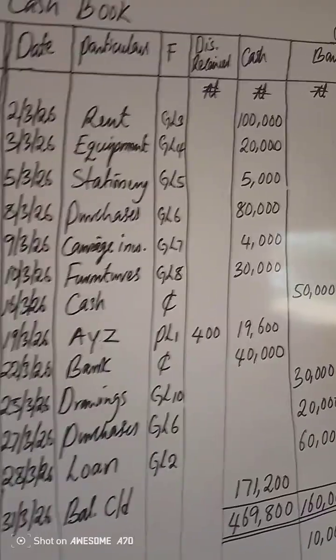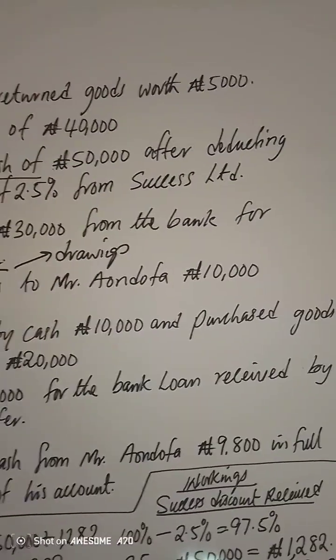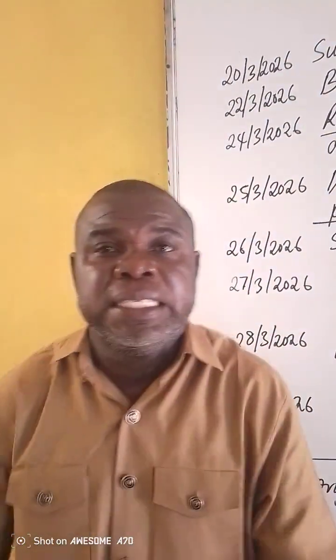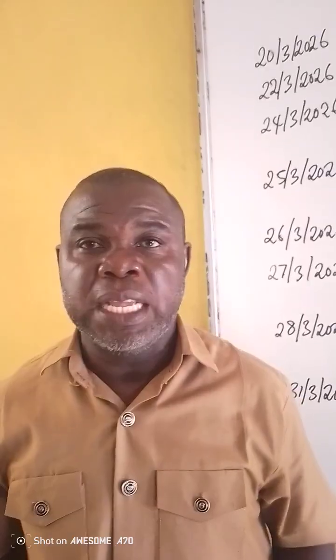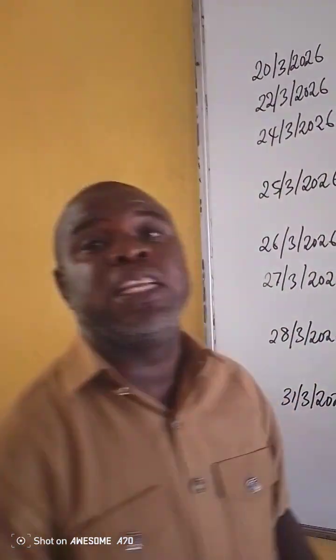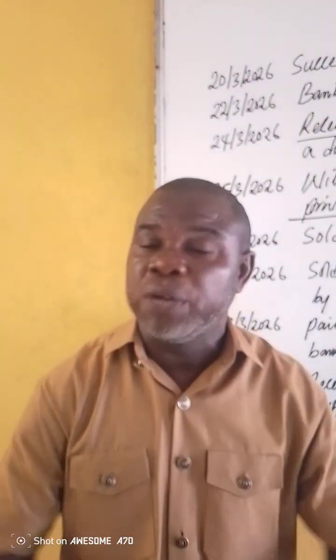Next, we have on the 26th of March, sold goods to Mr. Ondufa 10,000. This one, I already told you that this is a credit transaction, but most learners will still be confused. That's why I told you that these are transactions that are most hidden, that most learners will be confused. And that's why I'm here to clarify all such transactions so that learners don't have any issue posting any transaction on the surface of the earth as far as cashbook is concerned.